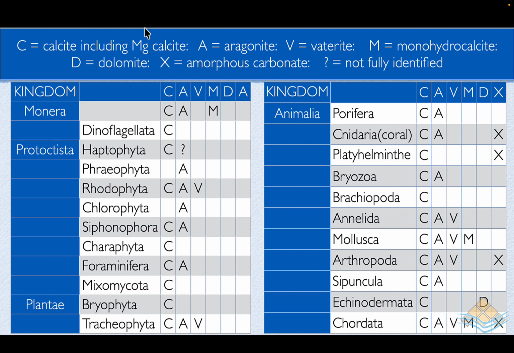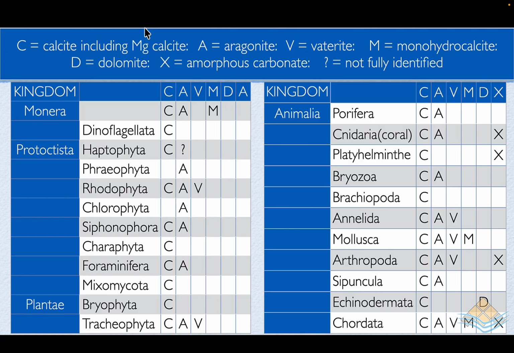Coming across to the animal kingdom, the sponges, we see varying combinations of calcite and aragonite. Corals, modern day corals, we see aragonite. Ancient corals, Paleozoic corals, we see calcite dominant. The platyhelminthes, calcite. The bryozoans, calcite or aragonite. Brachiopods, calcite. Annelids, calcite, aragonite, a little bit of vaterite.